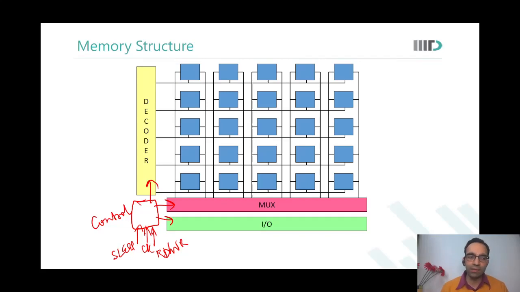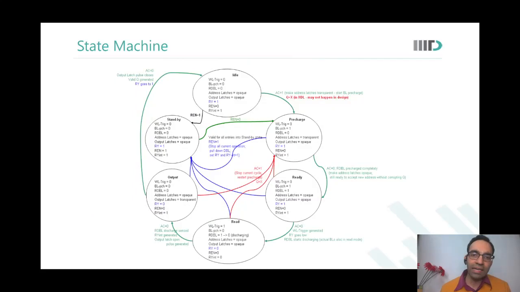If it's a read cycle, the sense amplifiers and the IO would get activated. If it's a write cycle, the write driver would get activated. So the control block is the mastermind of the memory. Everyone follows whatever the control block says. And in those terms, the control block in one way manages what we call the state machine of the memory.